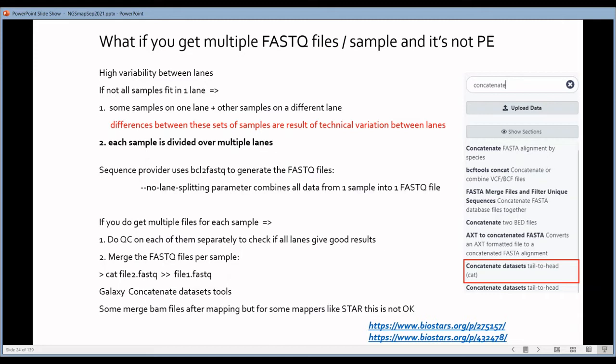That is then demultiplexed into one FASTQ file per sample, but since you use two lanes, you will get two FASTQ files per sample. Okay, normally your sequence provider should fix this, but they don't always do this, because I get this question sometimes. So what if that is the case? You have two FASTQ files per sample and it's not paired end data.